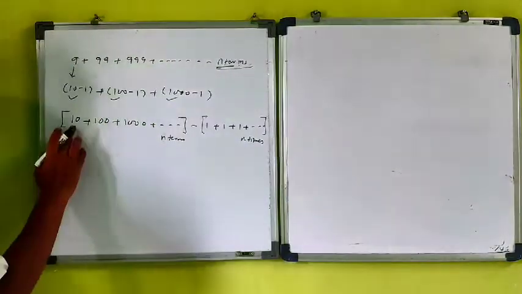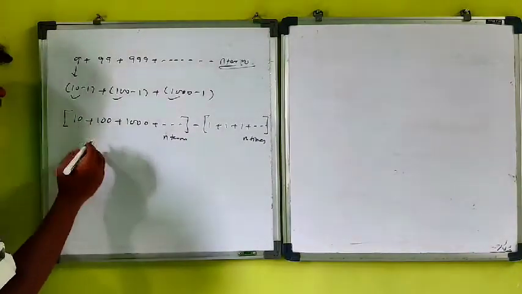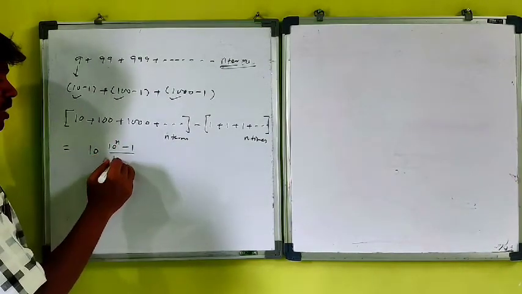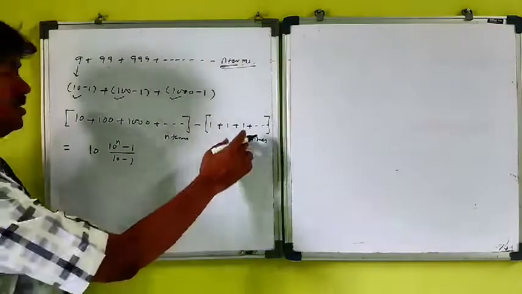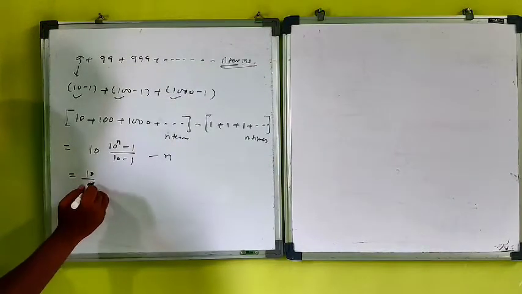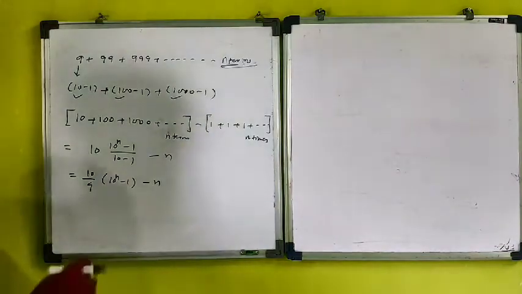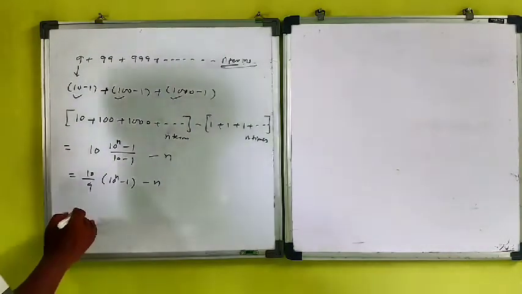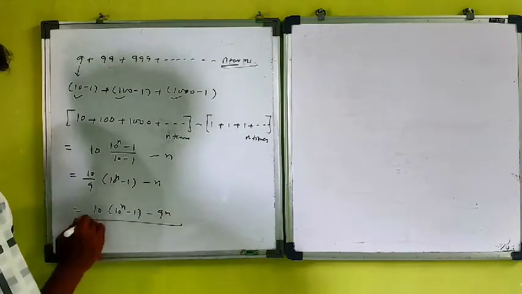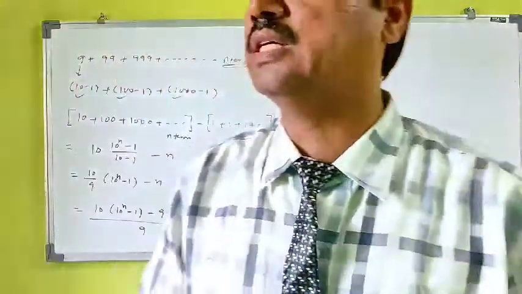So clearly here the common ratio is 10. First term is also 10. The sum of this is equal to what? 10 into 10 raised to n minus 1, over 10 minus 1. And here it is n times, so it is minus n. So it is 10 upon 9, 10 raised to n minus 1, minus n, like this. So that's the answer. If you want, take a common LCM, so we can say it is 10 into 10 raised to n minus 1, minus 9n, upon 9. So that's the answer for this type of question.